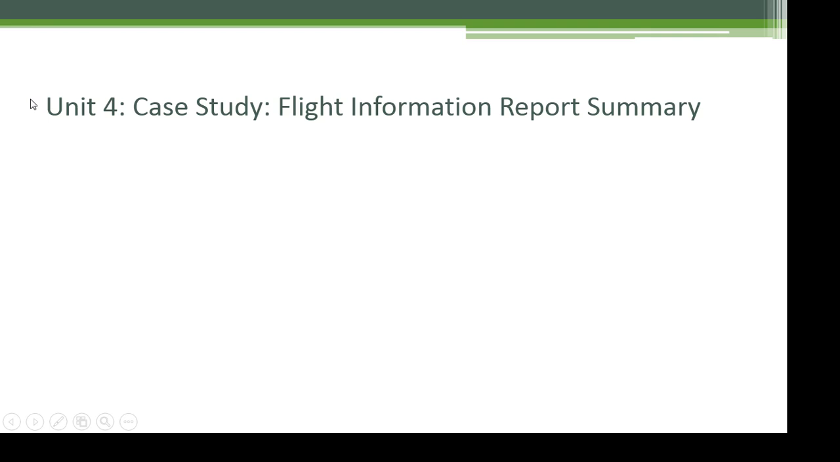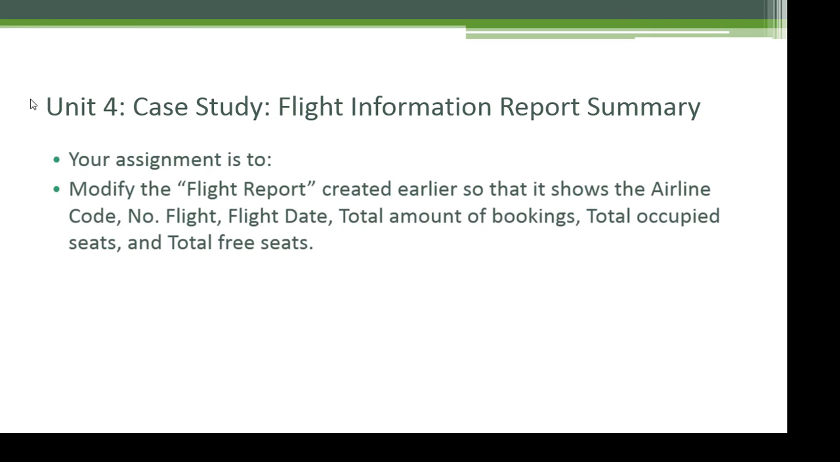Unit 4, Case Study, Flight Information Report Summary. In this case study, your assignment is to modify the flight report created earlier so that it shows the airline code, the number of the flight date, and at the end you have to show a total amount of bookings, the total occupied seats, and the total free seats. All of that information is in the previously created flight report in the second case study.